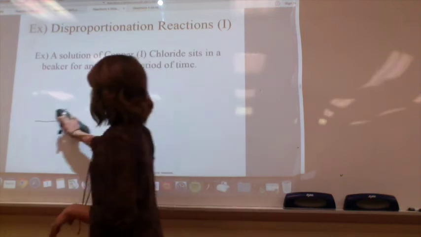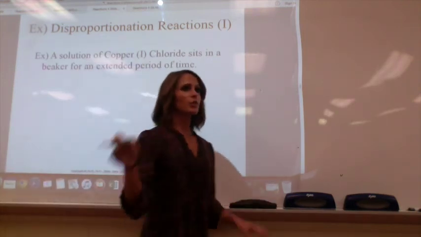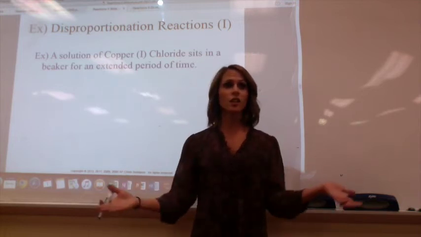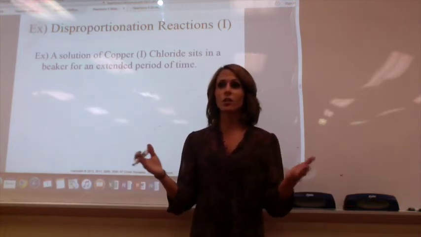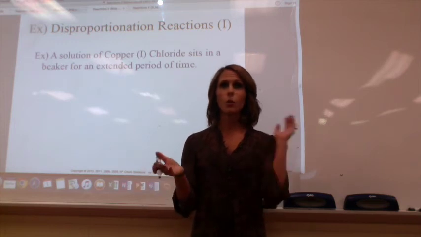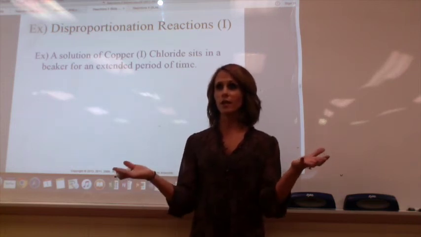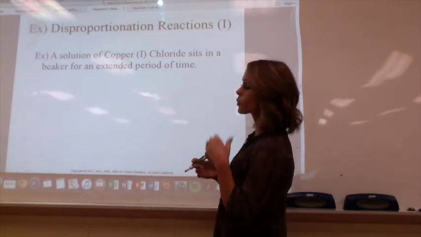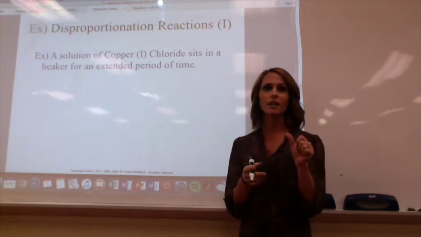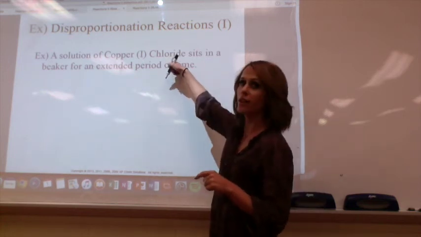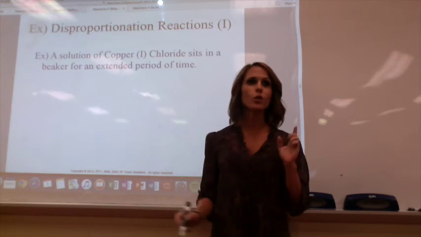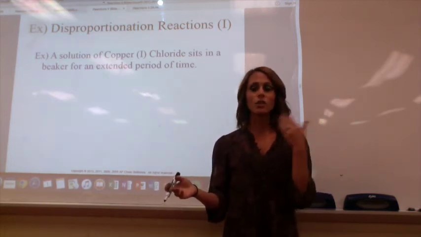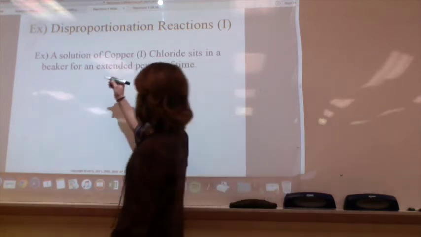Your clue is always going to be that it sits in a beaker. So you just leave a solution sitting in a beaker. The only thing it can do is go to 2 different oxidation states. 1 part gets reduced, 1 part gets oxidized. So if I have a solution of copper 1 chloride, the word solution clues you in that your chloride ion is the spectator ion, right? Because chloride can't do anything. It doesn't have 3 oxidation states. So you can't use chloride in this example. You can only use copper 1.